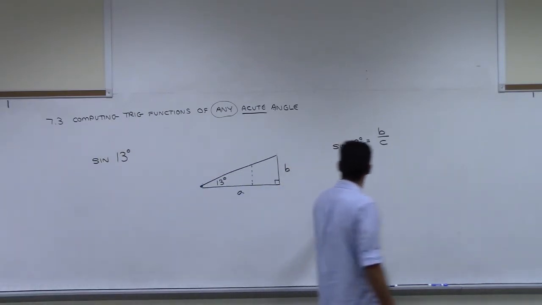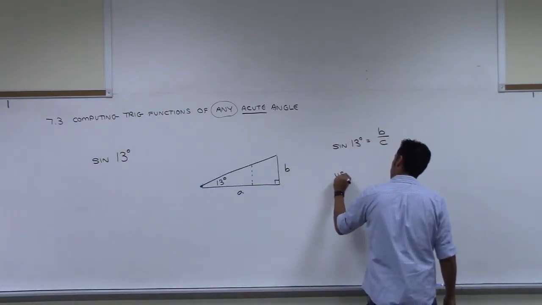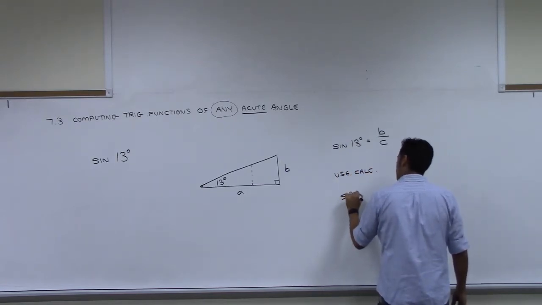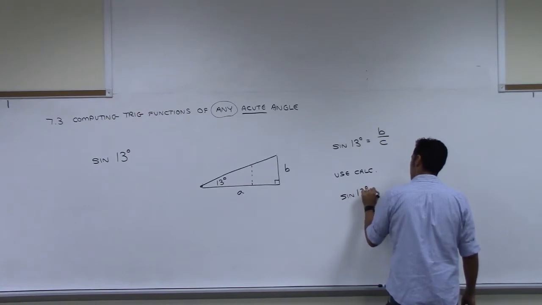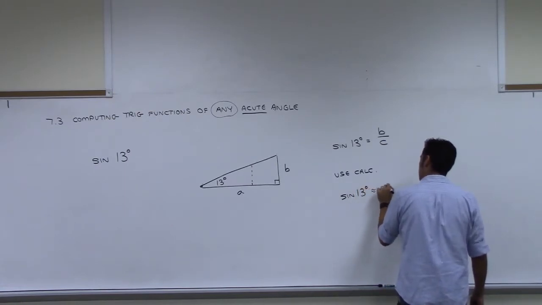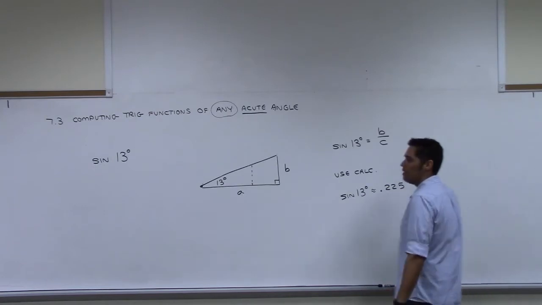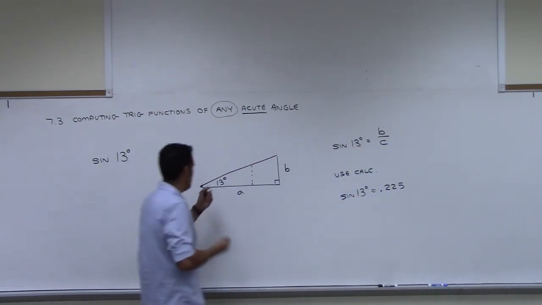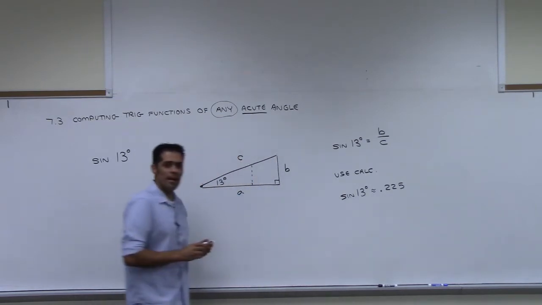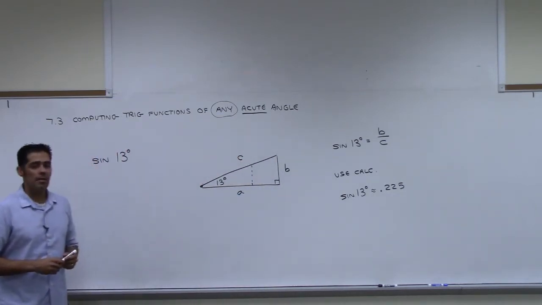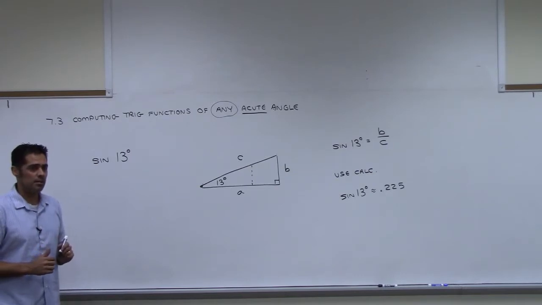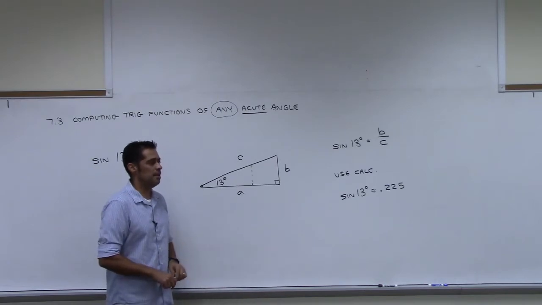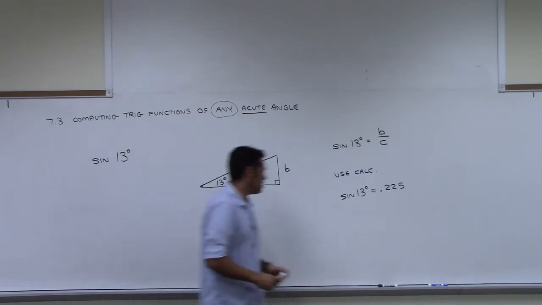0.225. We use the calculator. And you get sine of 13 degrees is approximately 0.225? Okay. That means, make sure you understand what this means. If you draw any triangle with an angle of 13 degrees, the ratio of the opposite side over the hypotenuse must always be 0.225.